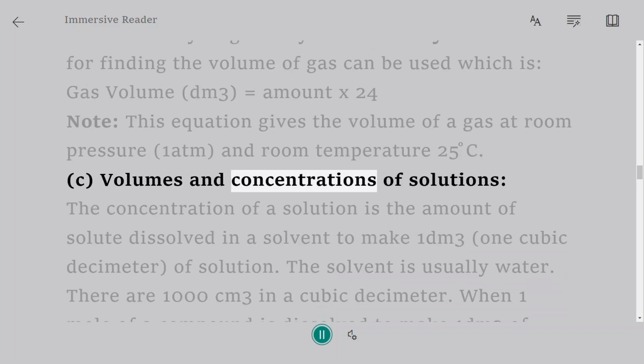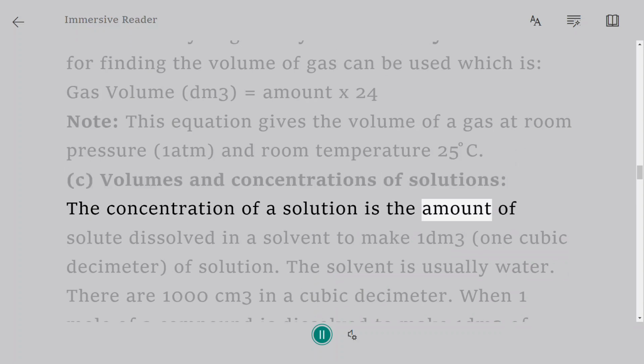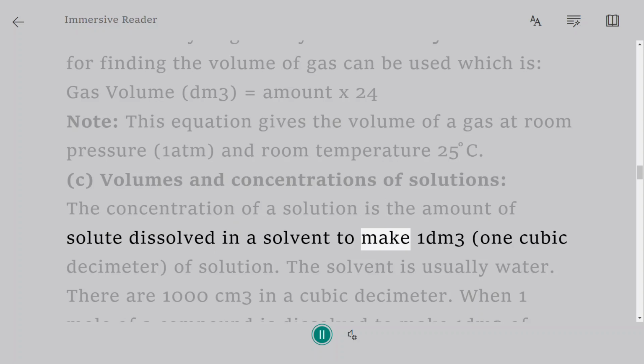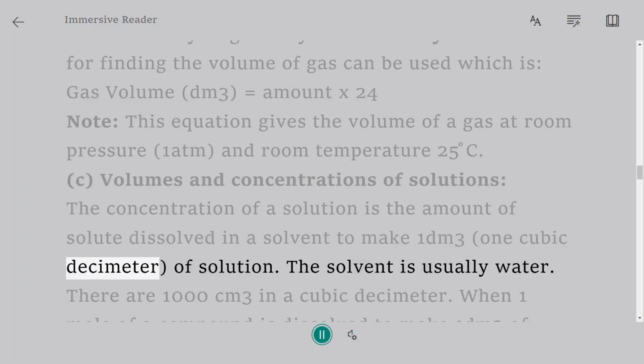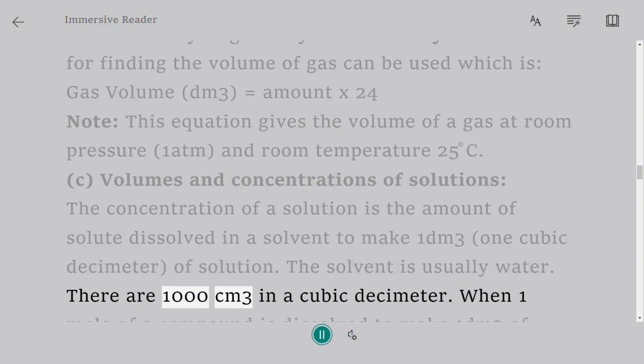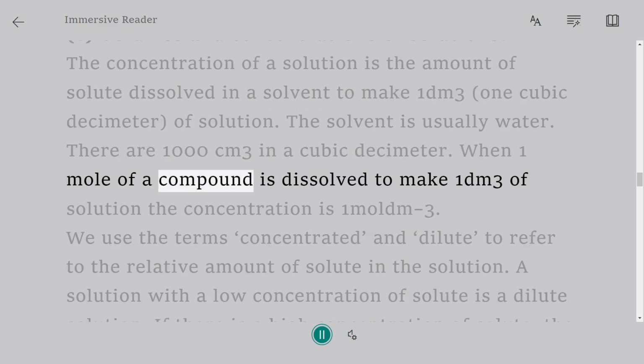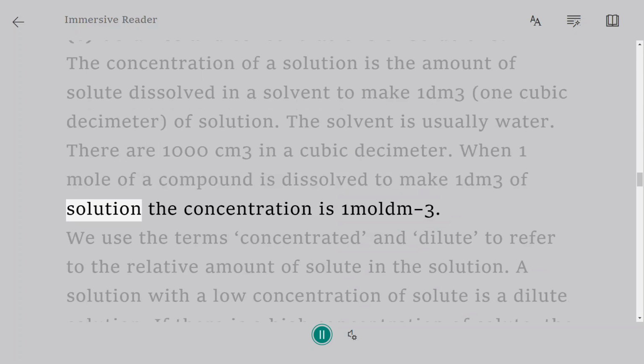C. Volumes and concentrations of solutions. The concentration of a solution is the amount of solute dissolved in a solvent to make 1 dm3, 1 cubic decimeter, of solution. The solvent is usually water. There are 1000 cubic centimeters in a cubic decimeter. When 1 mole of a compound is dissolved to make 1 dm3 of solution, the concentration is 1 mole per dm3.